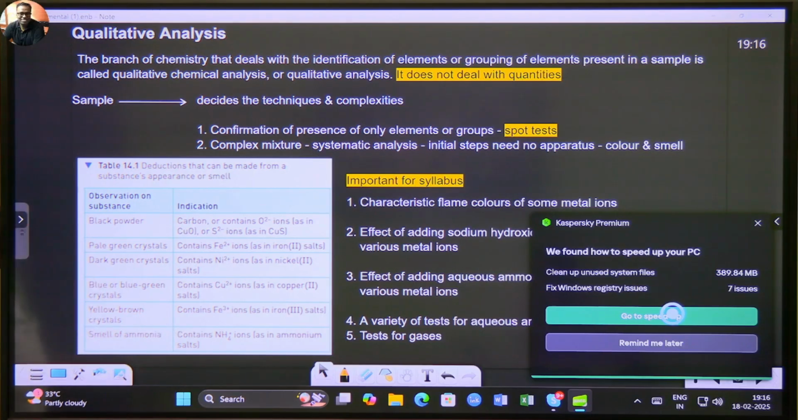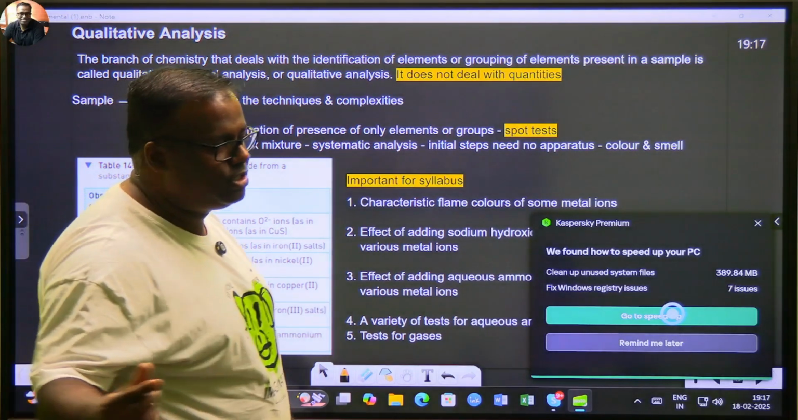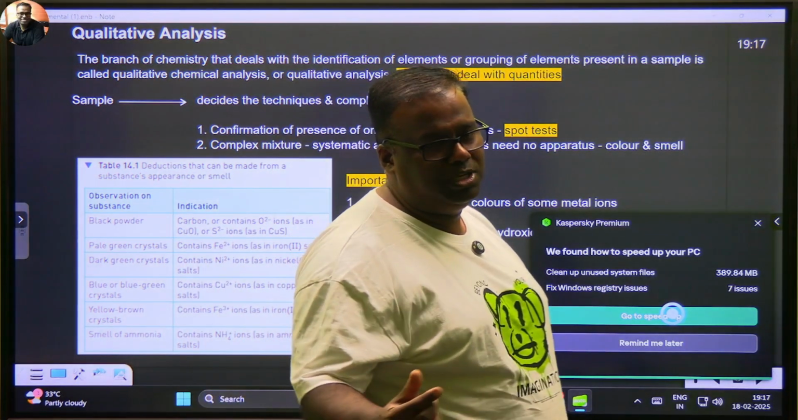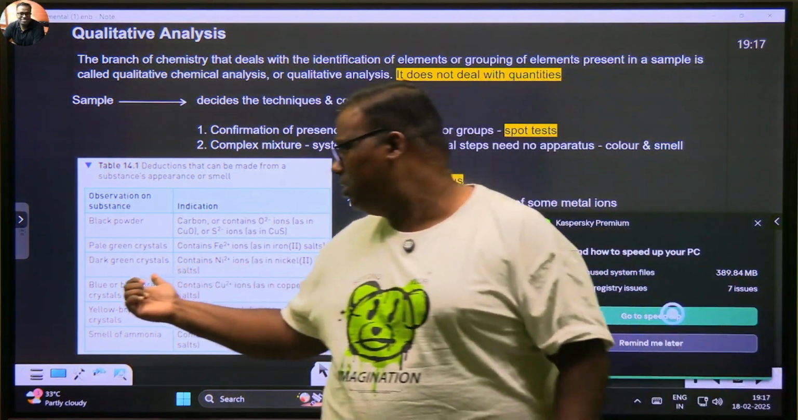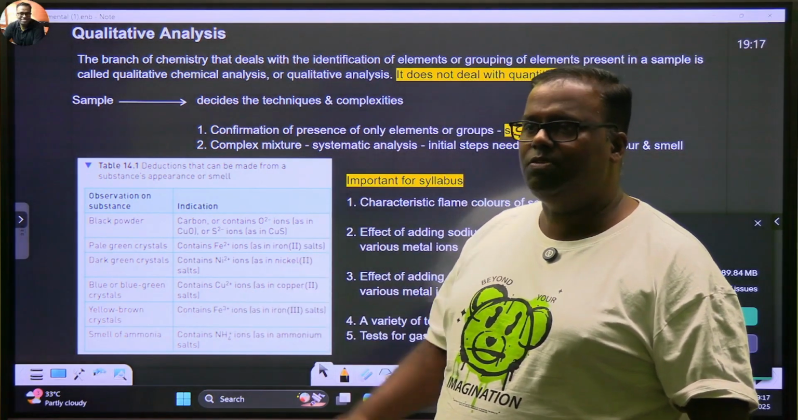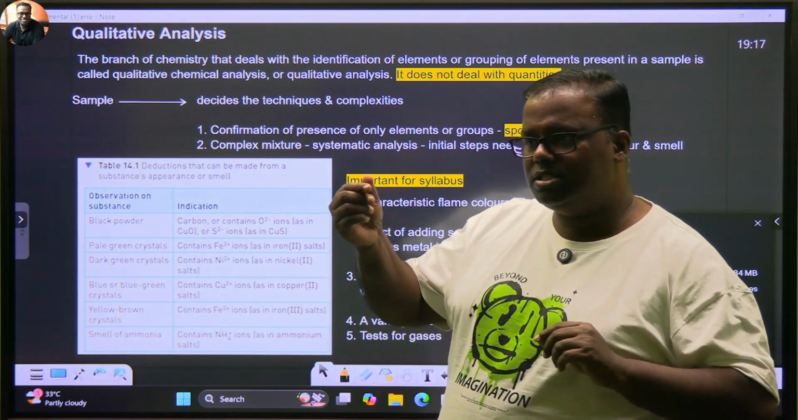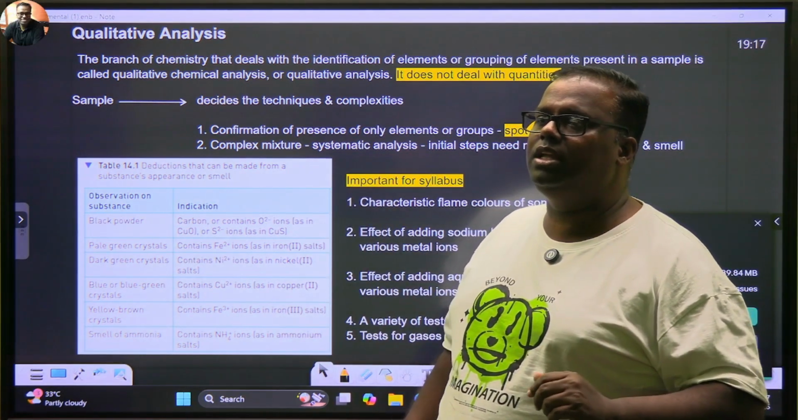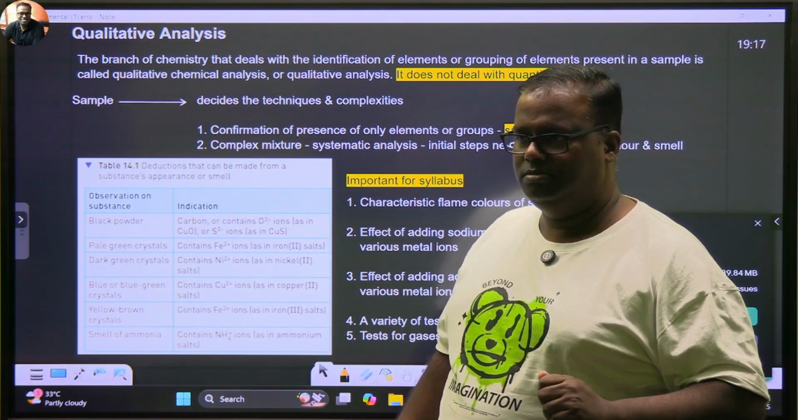Let's see the next one, pale green crystals. They're saying iron might also be there. Even in brown also you can have iron. Dark green, nickel ions may be there. So how to use this chart? If I'm in a lab and I get a dark green crystal salt whose chemical analysis is to be done, my first hint says what? Dark green means nickel might be present. My next step, what should I do? I will take a pinch of that salt and I'll carry out a flame test for nickel.